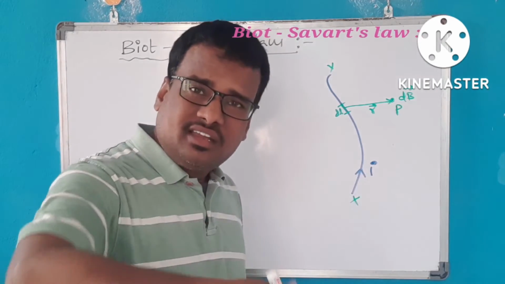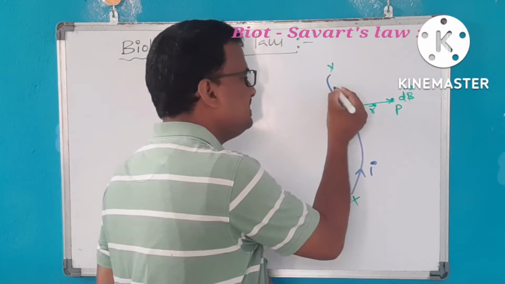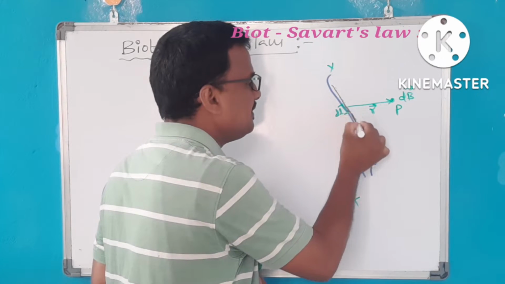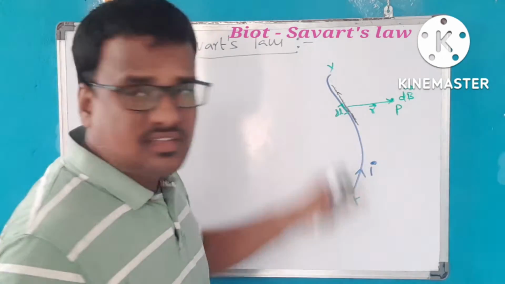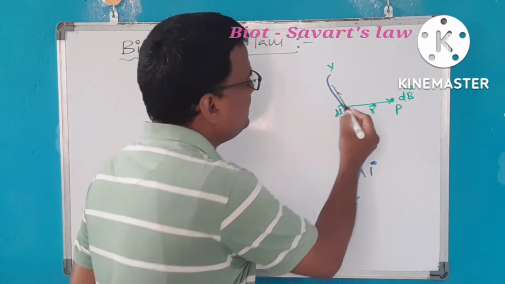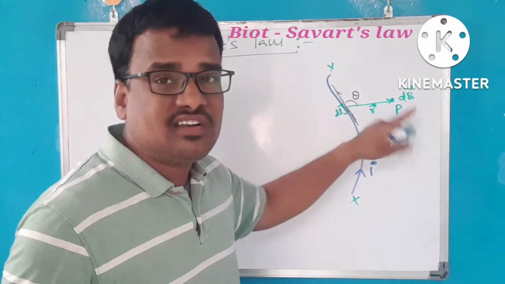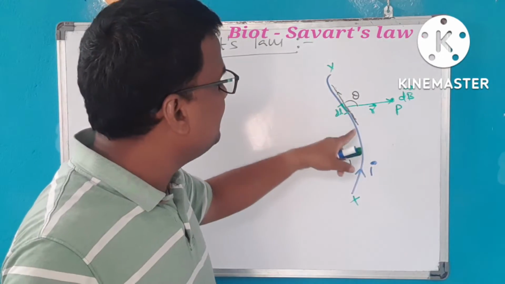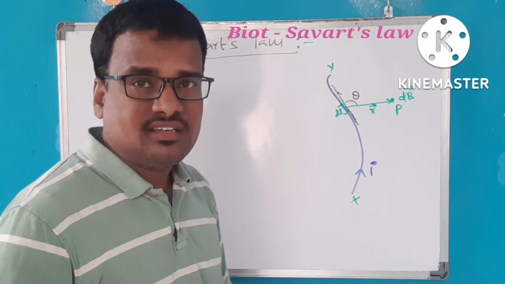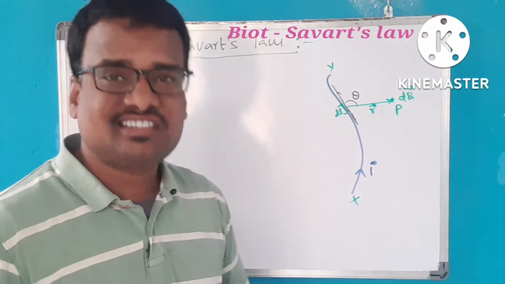Now if we draw the current direction passing through the element, like this, this is the tangent drawn through the current direction. Then the angle between the position vector of point P and the current direction vector, the tangent, is theta. Now we will discuss the Biot-Savart's law statement.